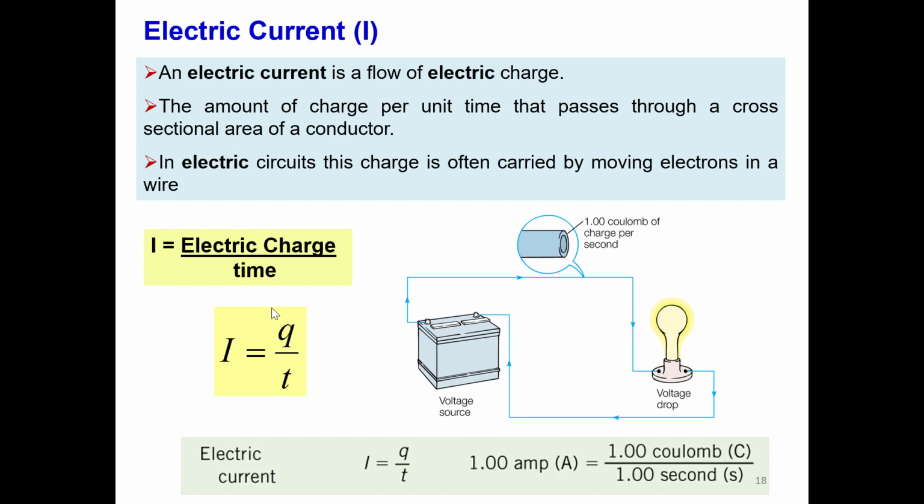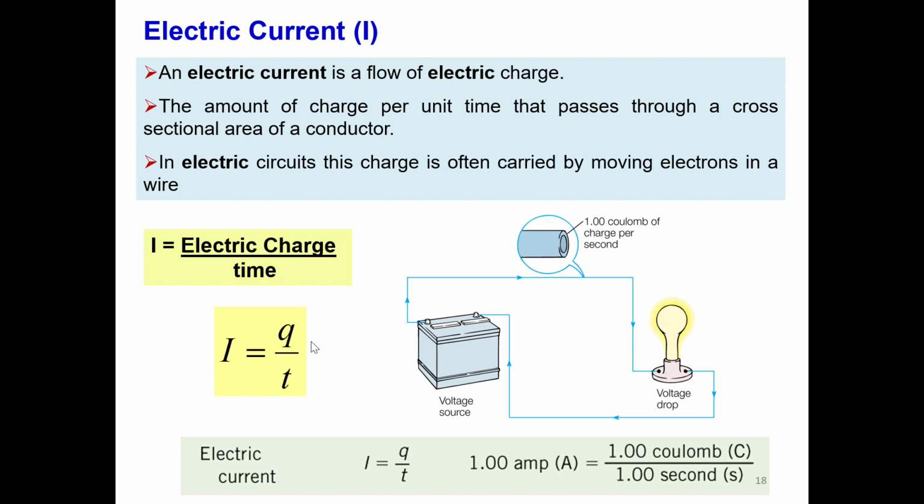Then how can we define the electric current? The electric current is how much charge per unit time passes through these wires. The symbol for electric current is I. Then we can say the electric current is equal to the electric charge divided by the time, how much charge per unit time.